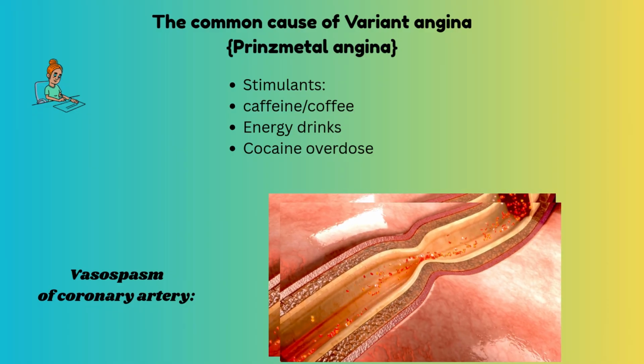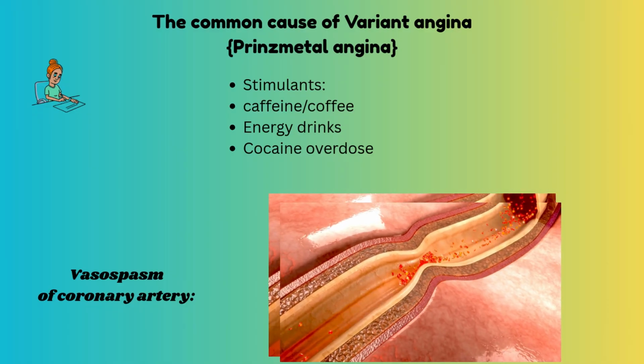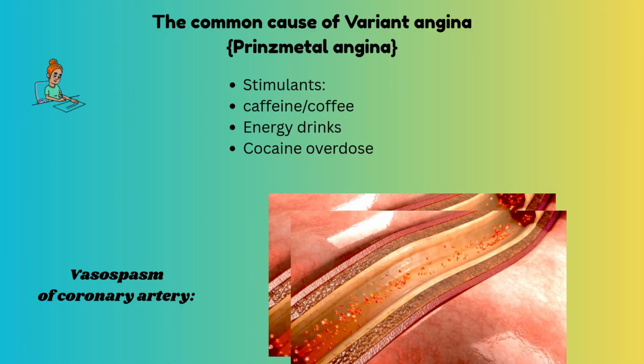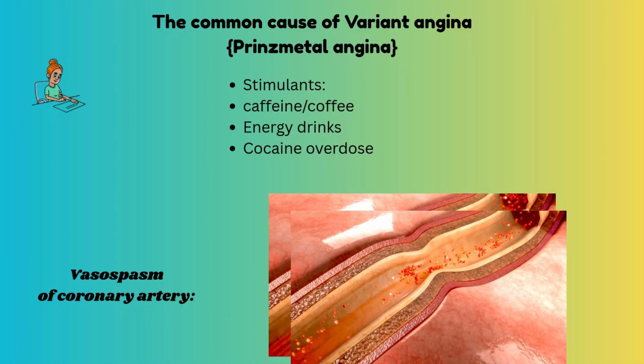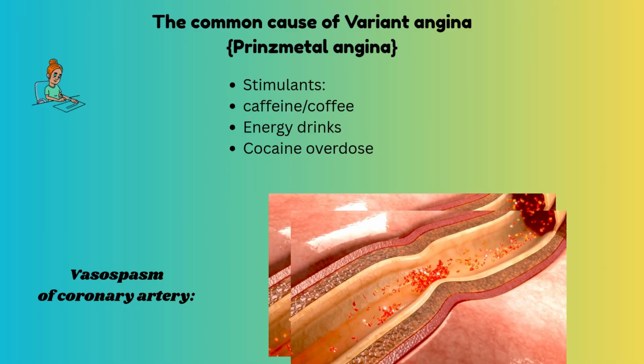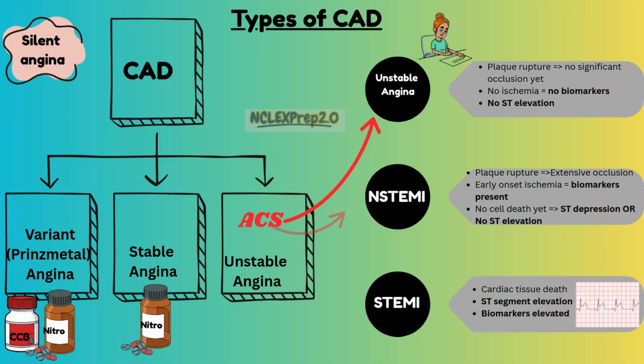So the most common causes of variant angina, or premenstrual angina, include use of stimulants like caffeine, coffee, energy drinks, and cocaine overdose, a very big problem among young adults and teenagers. What are the types of coronary artery disease?